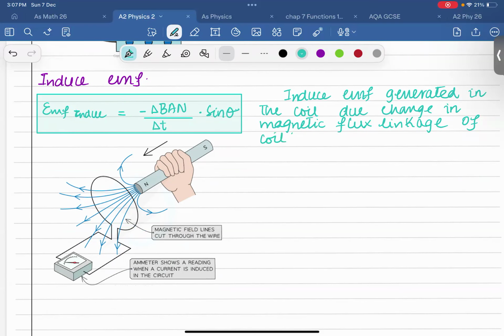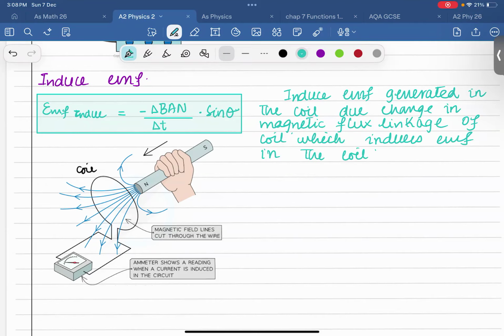So you have the magnet, and you have the given coil. This is basically the coil. As you move the magnet through the coil, that causes the magnetic flux to change, and due to that your EMF is induced. So due to change in the magnetic flux linkage of the coil, which induces EMF in the coil.